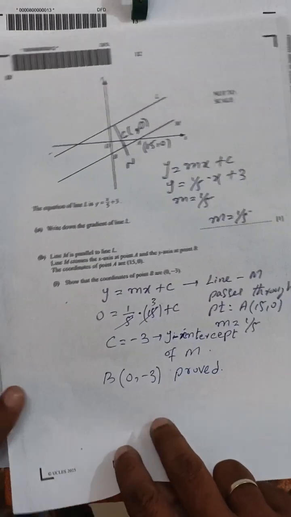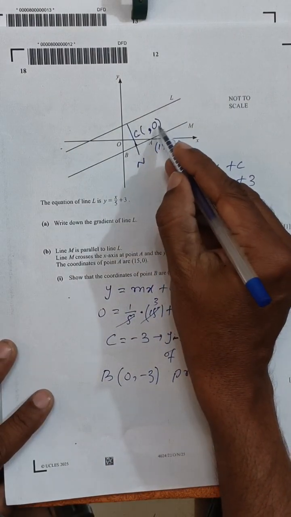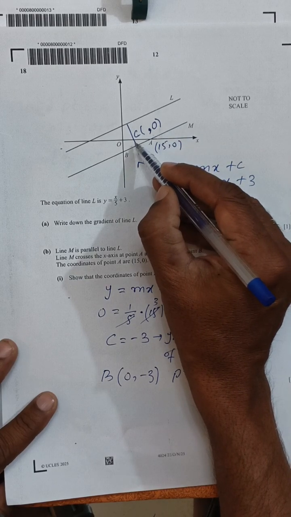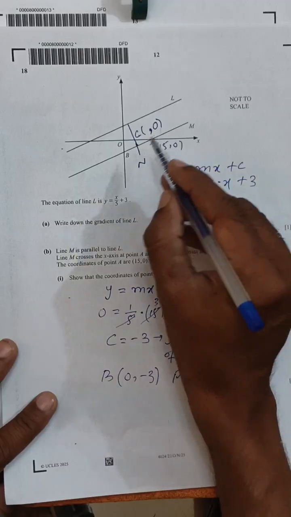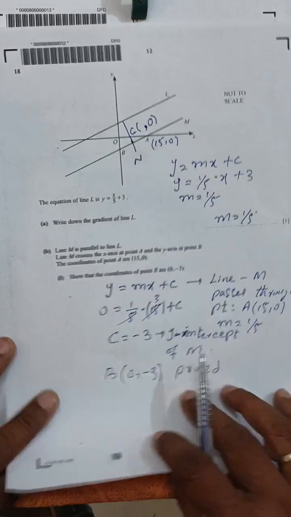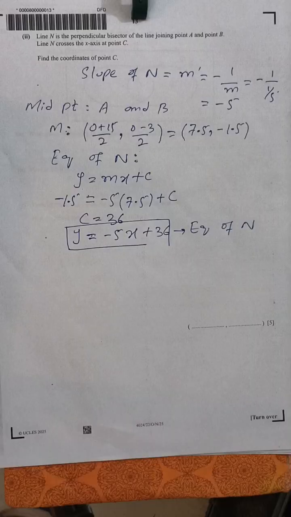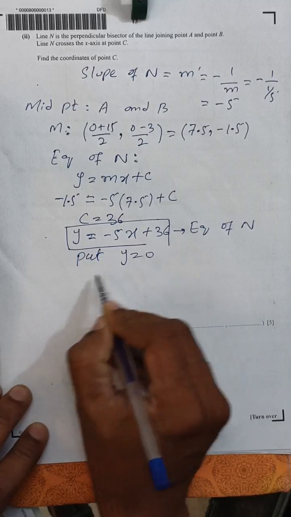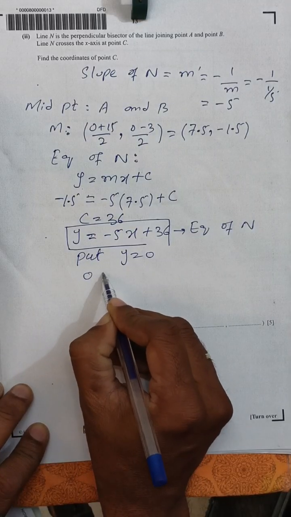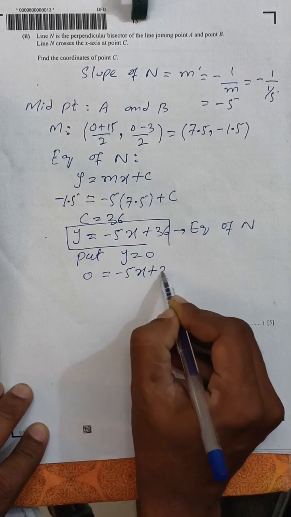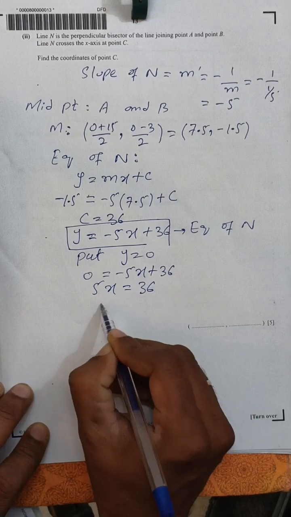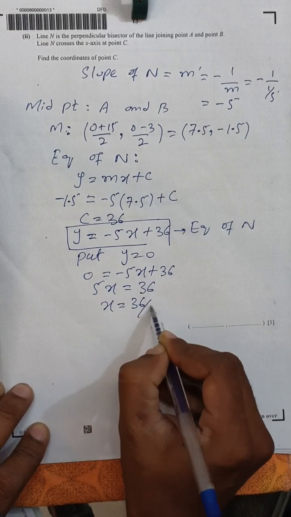At point C, what will be the y coordinate? Y coordinate will be 0. Why? Because it passes through the point along the x-axis, so it crosses the x-axis. So it means y will be 0. Just put y equal to 0 and find out the value of x. So 0 equals minus 5x plus 36. So now 5x equals 36, so x equals 36 divided by 5.